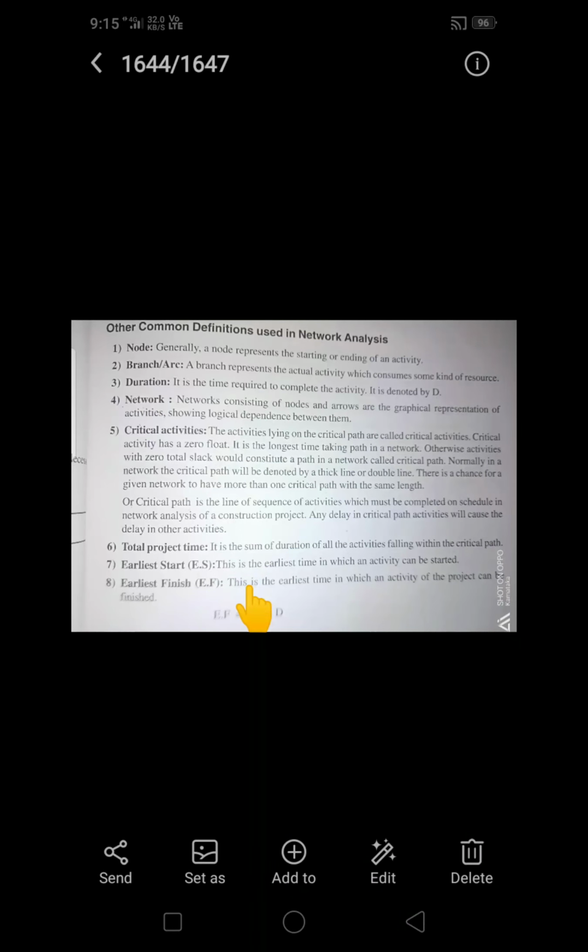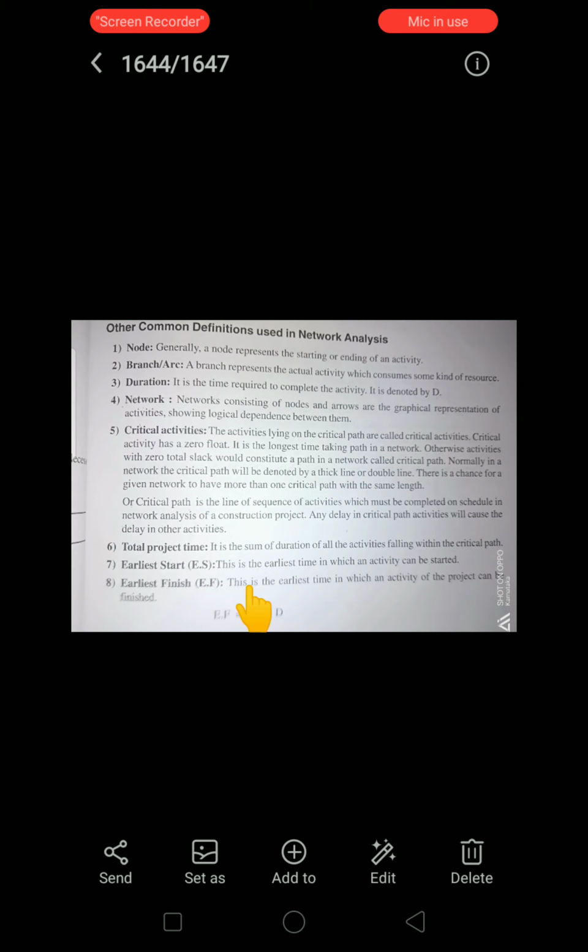Hello everyone, this is the continuation of the previous topics. From the previous two video classes we are studying network analysis. Today we are going to see some terms which are used in network analysis.